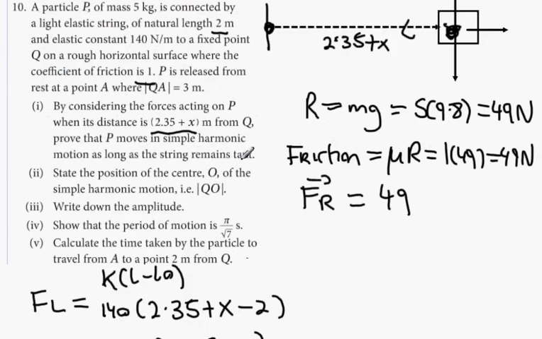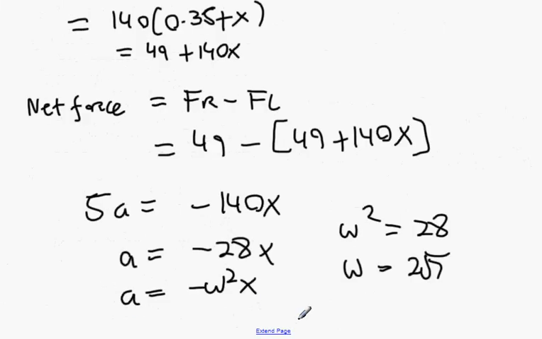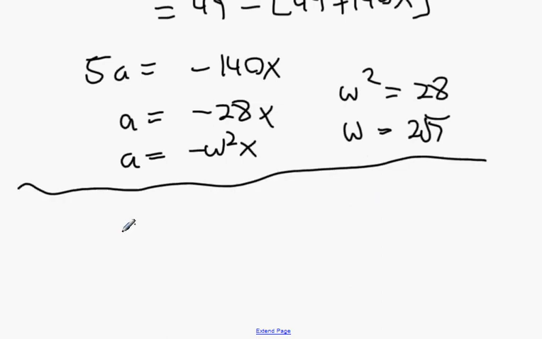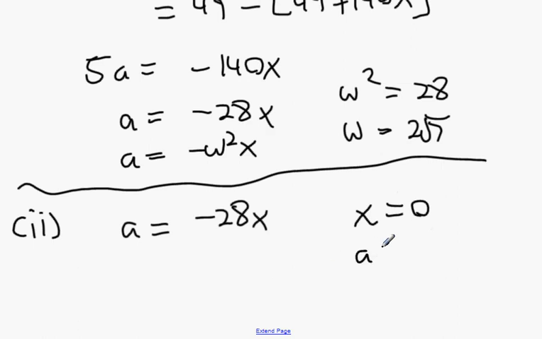State the position of the center O of the simple harmonic motion QO. Particle P is connected by a light elastic string of natural length 2 meters to a fixed point Q. So this is Q. What they've asked us to find is where is the center of the motion. To find it, we now know that A equals minus 28x. This is question part 2. When x is 0, A therefore equals 0. Therefore, net force equals 0.